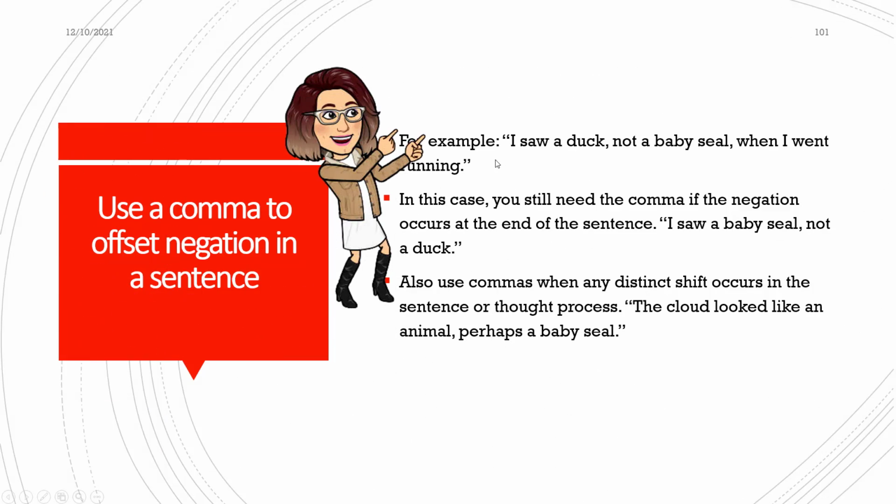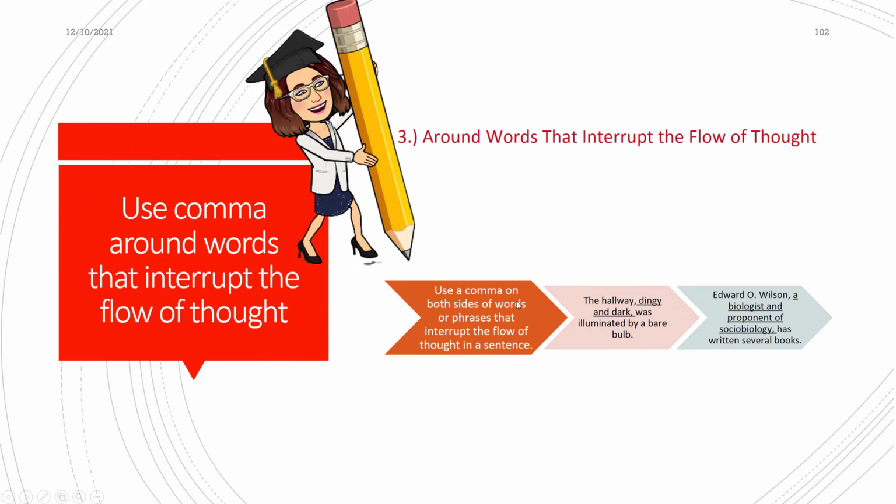So use a comma to offset a negation. I saw a duck, not a baby seal, when I went running. In this case, you still need the comma if the negation occurs at the end of the sentence. I saw a baby seal, not a duck. Also use commas when any distinct shift occurs in the sentence or thought process. The cloud looked like an animal, perhaps a baby seal. And use commas around words that interrupt the flow of thought. The hallway, dingy and dark, was illuminated by a bare bulb.